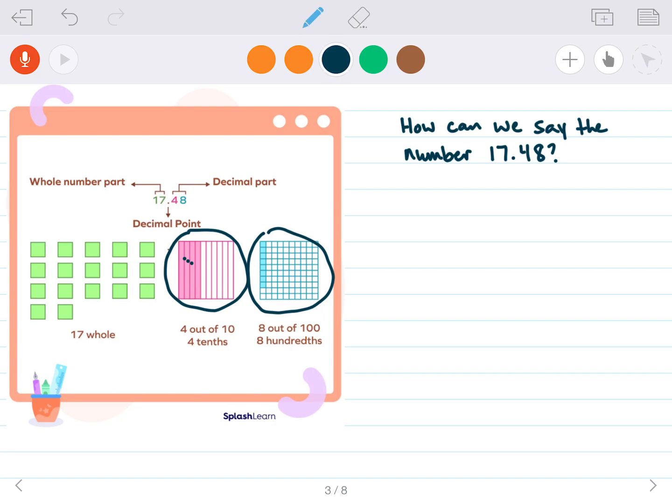Another way we can say this is 17 and 48. Where does the last number terminate? This terminates in the hundredth spot. So since it terminates in the hundredth spot, we can say 17 and 48 hundredths. So that's how we can say that number.